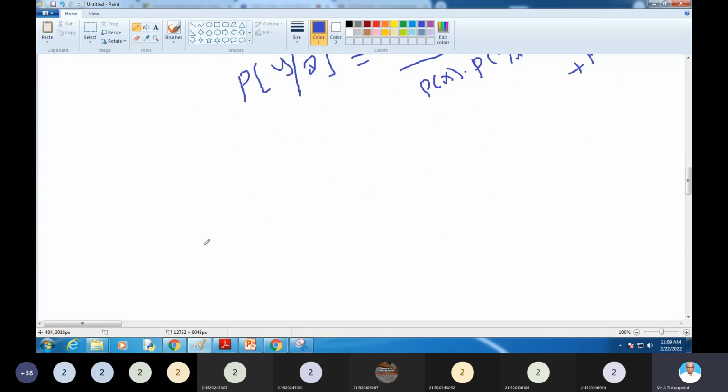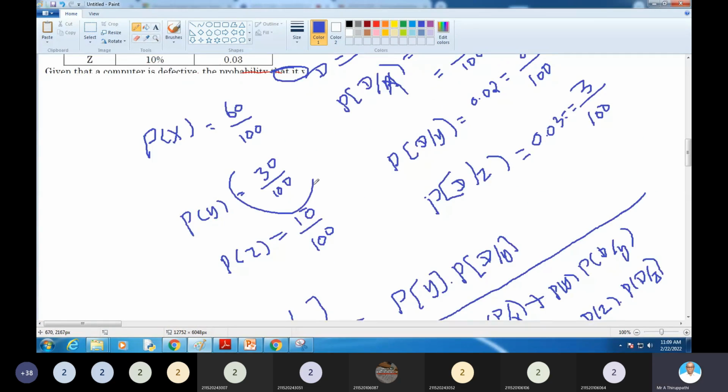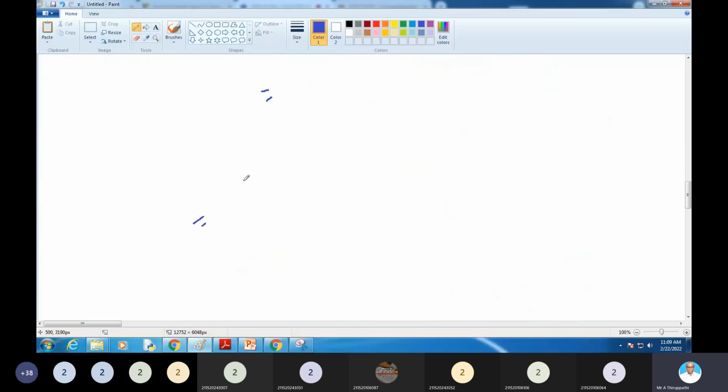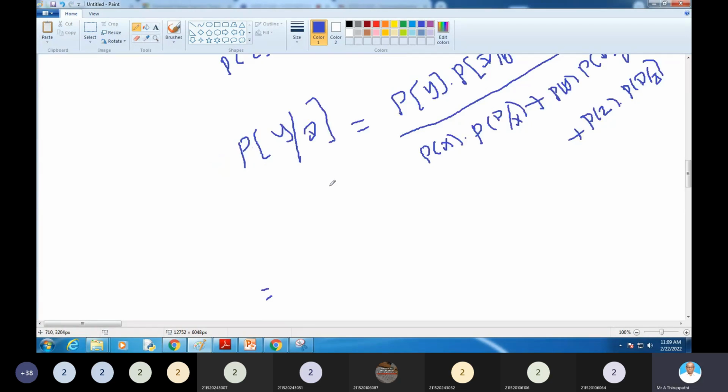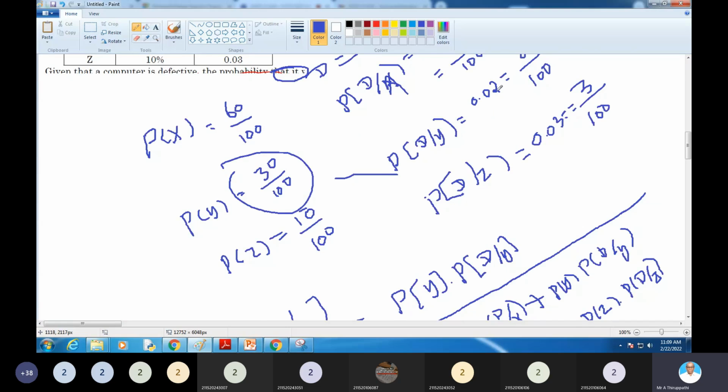Now, what is P of Y? P of Y is equal to 30 by 100. Simplification is very easy. So 30 by 100 into P of D by Y. What is P of D by Y? 2 by 100.